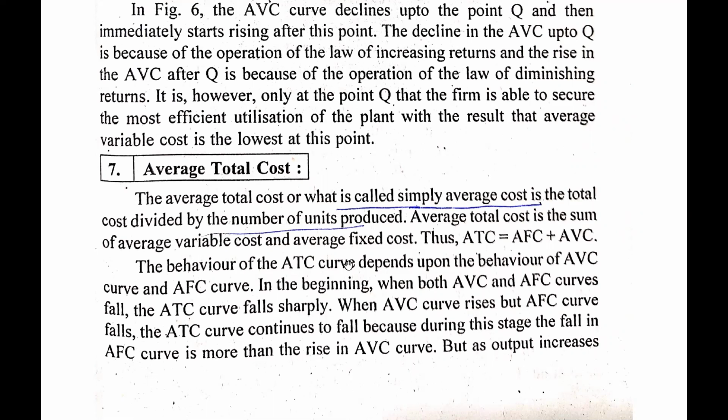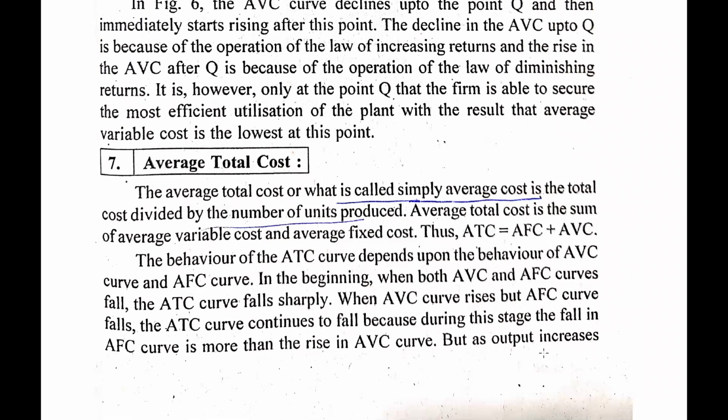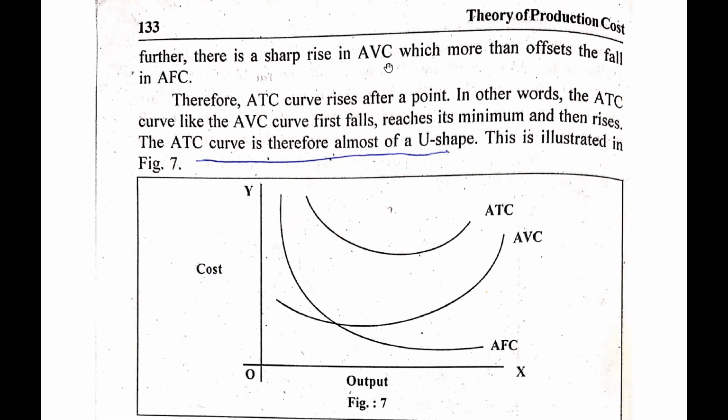The behavior of the average total cost curve depends upon the behavior of the average variable cost curve and the average fixed cost curve. In the beginning, when both average variable cost and average fixed cost curves fall, average total cost falls sharply. When the average variable cost curve rises but the average fixed cost curve falls, the average total cost curve continues to fall, because during this stage the fall in average fixed cost is more than the rise in average variable cost. But as output increases further, there is a sharp rise in average variable cost which more than offsets the fall in average fixed cost. Thereafter, the average total cost curve rises after a point.